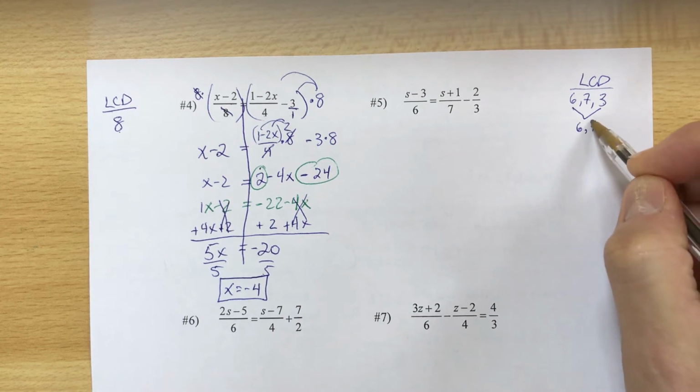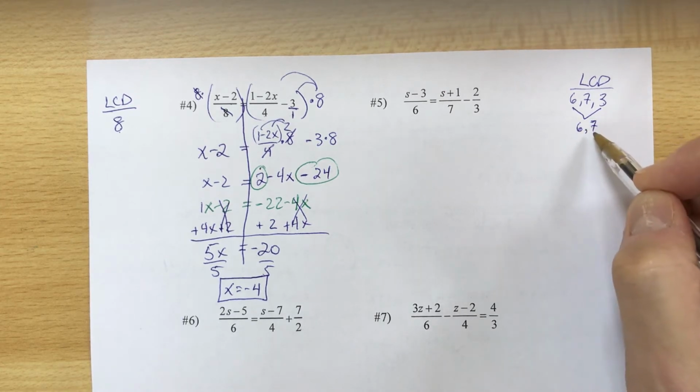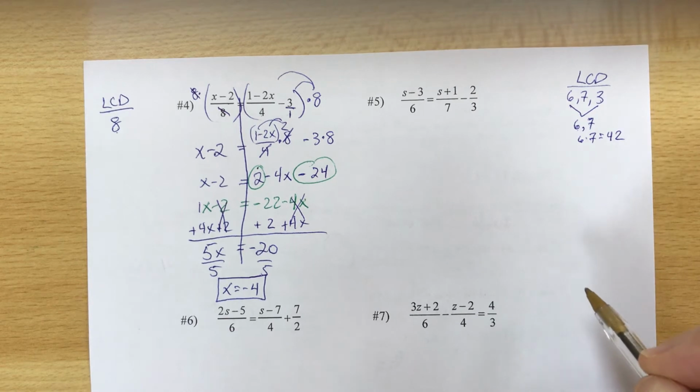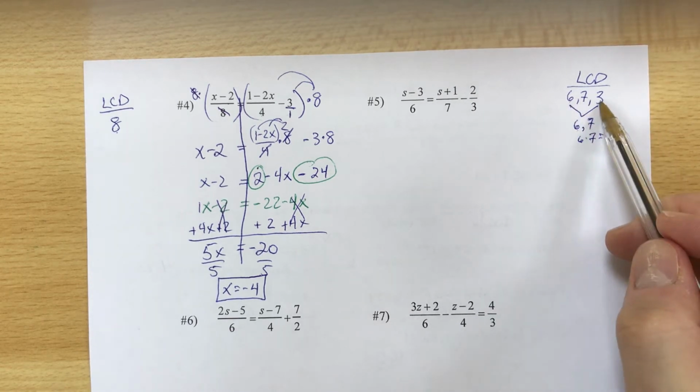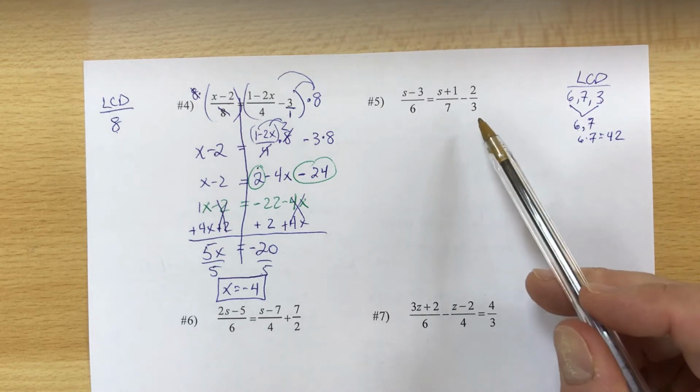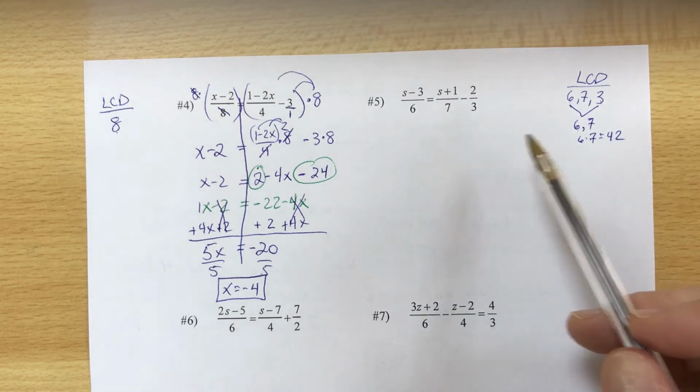Now 6 and 7, this is going to be a case where they don't have any common factors. So I can just do 6 times 7, which is 42. That's going to be the LCD. If you multiply all these together, you're going to get a bigger number. It'll still work in the end. It just means you may have to reduce your fraction.